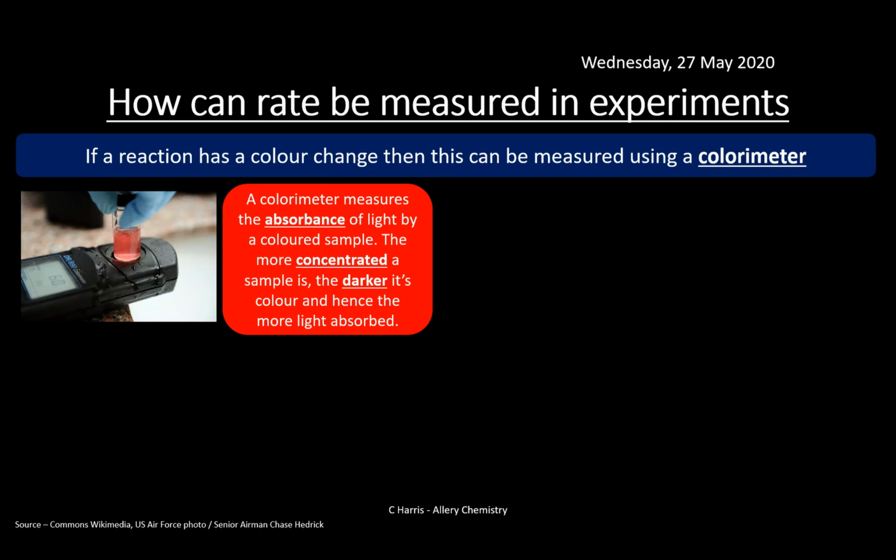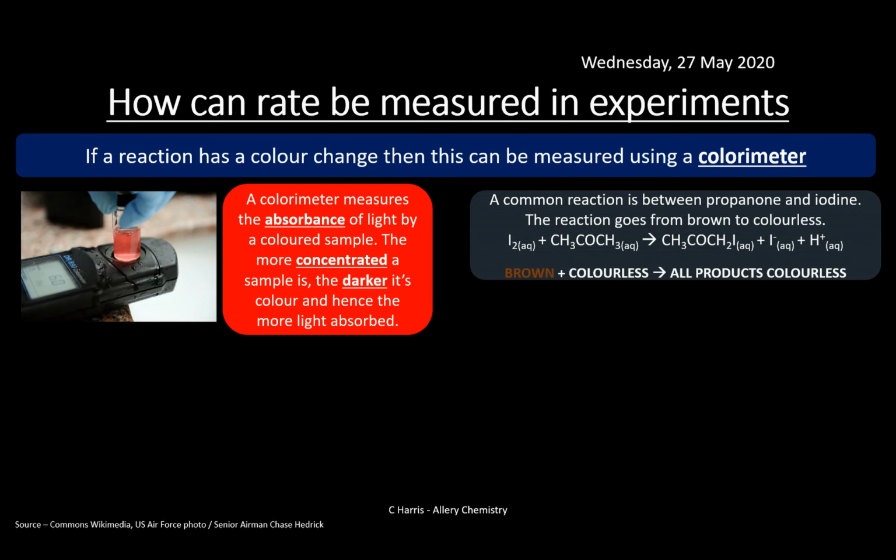Now, a colorimeter, as you can see in the picture there. So there's the picture. You can see we have our sample there, and we're just measuring the absorbance. Light is shone through this dimple here, and it's measuring the absorbance of light through the sample, and it'll display it on the screen there on the side.